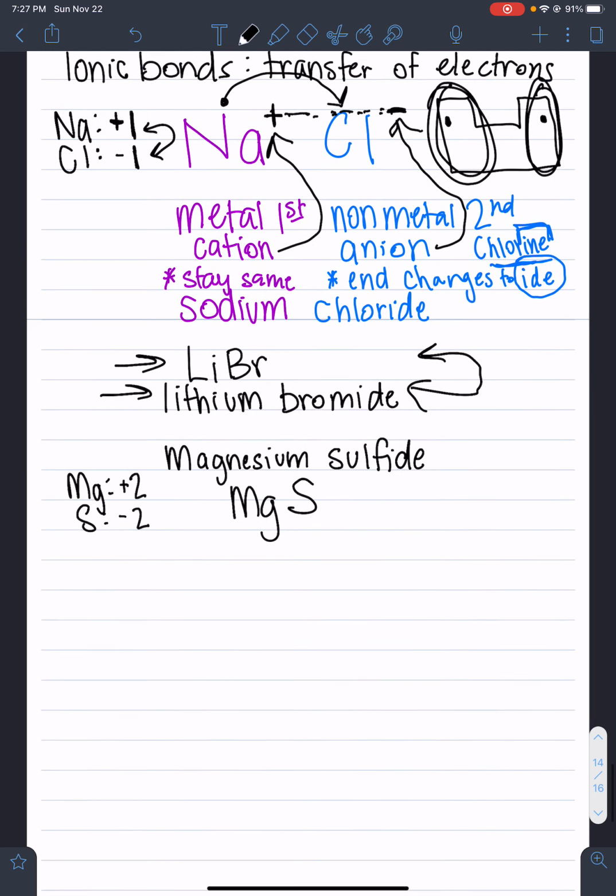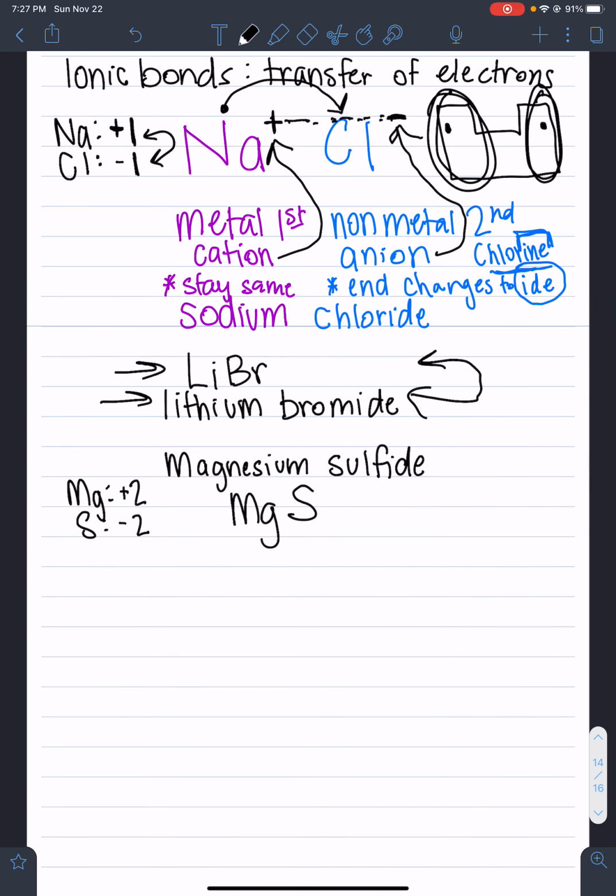But what happens, let's say we're trying to figure out the symbol, like we did for MgS, except instead of that, we're going to try to do it for potassium nitride.